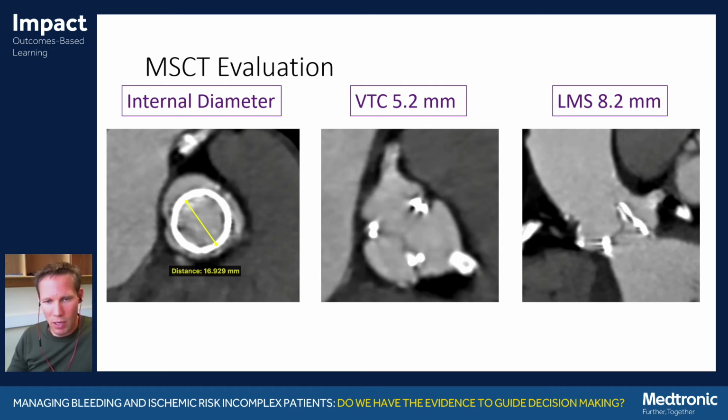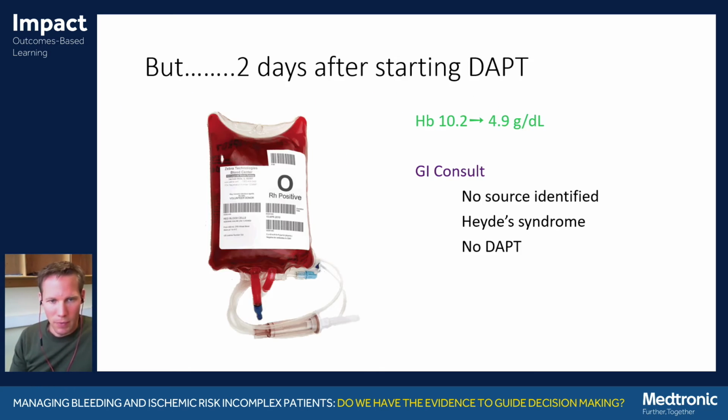She was evaluated for the risk of coronary obstruction, which was relatively small because her VTC, or the distance between the virtual transcatheter heart valve and the ostium of the left main, was 5.2 millimeters, greater than that 4 millimeter threshold, even though she had a low left main of 8.2 millimeters. And so as part of her treatment algorithm, we had a heart team discussion about this lady.